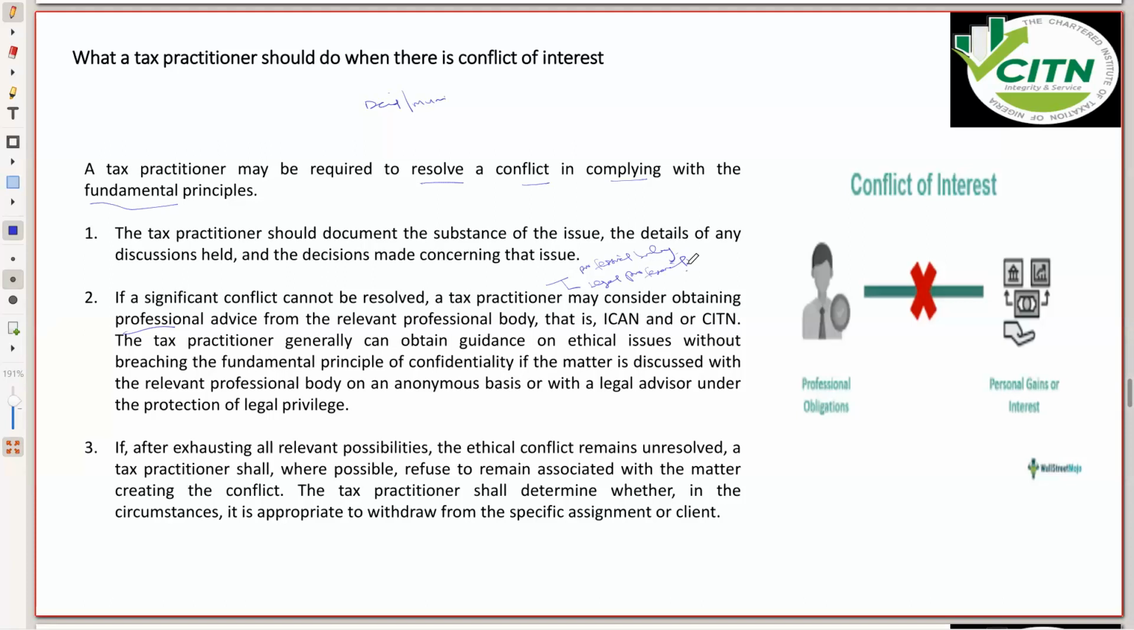So why do you think it's important that we seek legal advice? Let me pause. Why do you think it would be important that even when you find something that is not ethical, before you take action, you would seek legal advice? Why seek legal advice?